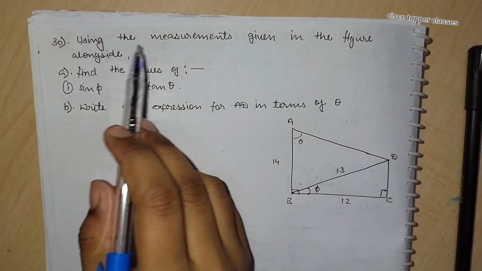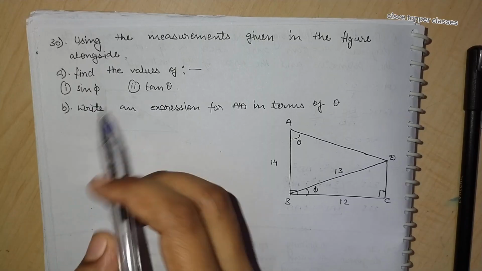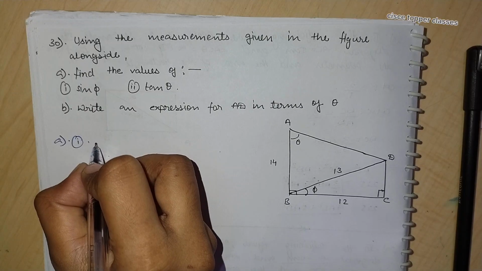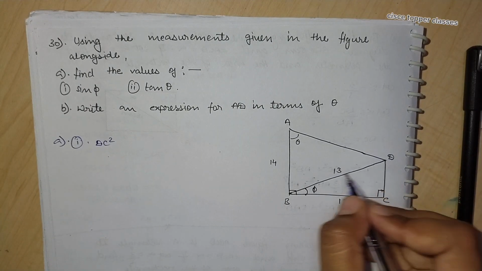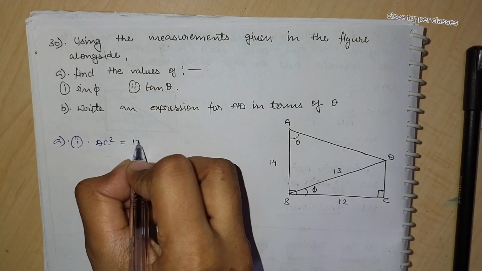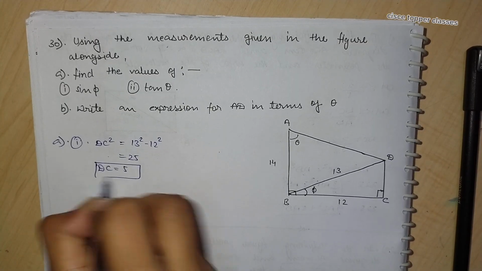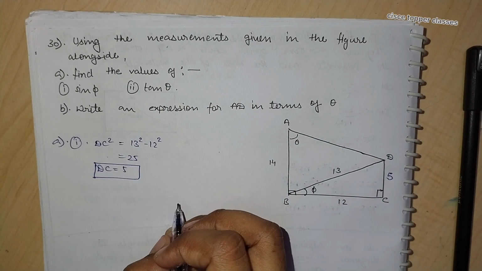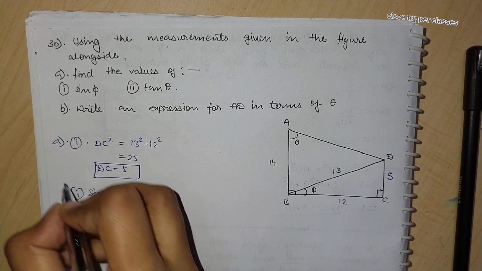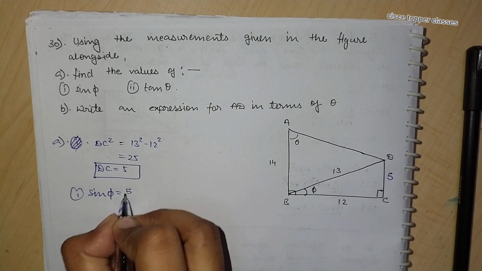Let us solve a 30 question. Using the measurement given in the figure alongside, find the values of sine phi and tan theta. So here, for solving the first part, firstly we'll find the value of DC. So DC square will be the hypotenuse minus base. So this will be 13 square minus 12 square, which will be 25. If we take the under root, DC is equal to 5. So here we have found the value of this part, and if you want to find the first part, sin phi will be here perpendicular by hypotenuse. So this will be 5 by 13.